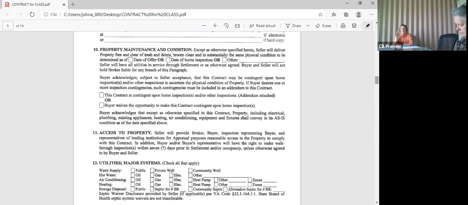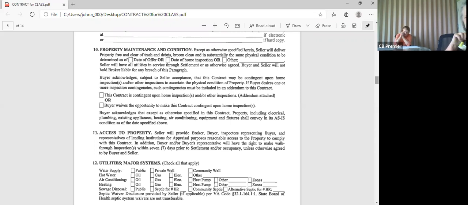And the buyer acknowledges that, except as otherwise specified in the contract, the property, including electrical, plumbing, existing appliances, heating and air conditioning equipment, and fixtures, shall convey in as-is condition as of the date specified above. So that's why you're picking that: your inspector is going to go in and inspect the fridge and various things, so you want it working as of that date, okay?